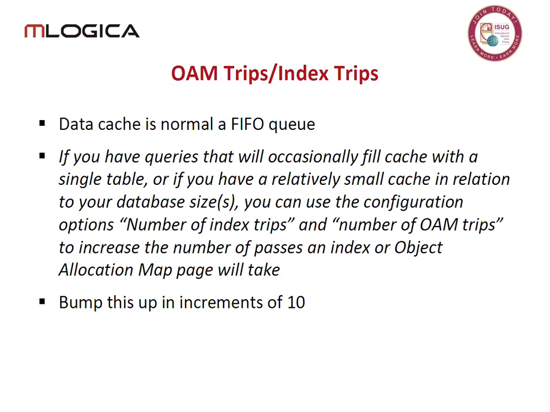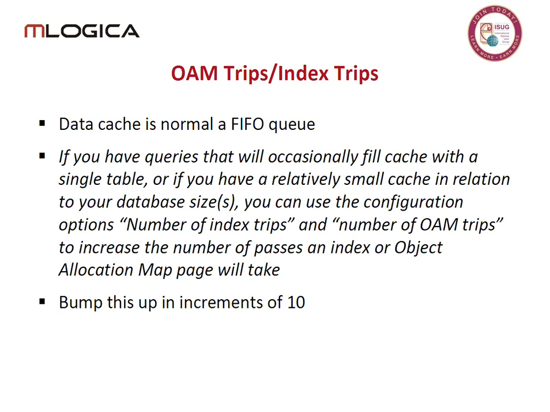OAM trips and index trips. This has been a configuration option that nobody has known about, but it's been available since about version 4.8. My own experience goes back to 4.0. My first experience with this one goes back to 4.8, right before we went up to 4.9.2. And what this configuration option does is it says, I want to increase the chances that I can find specific things in cache. So here specifically what we're looking at is pages or OAM entries.